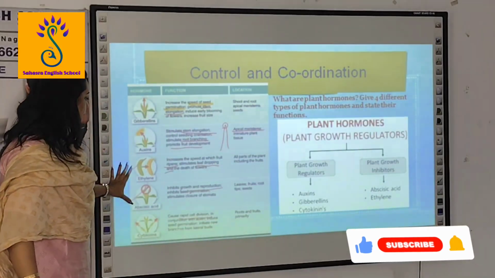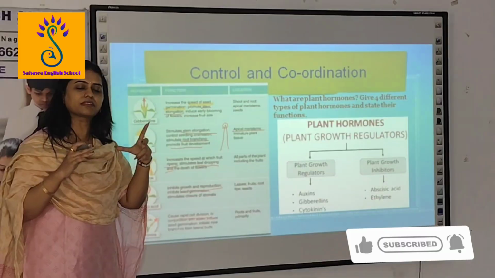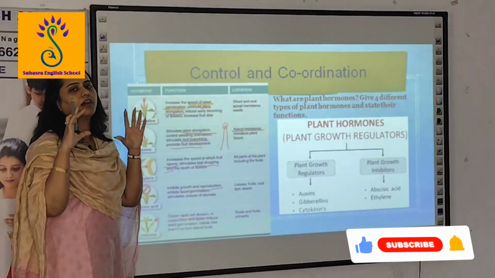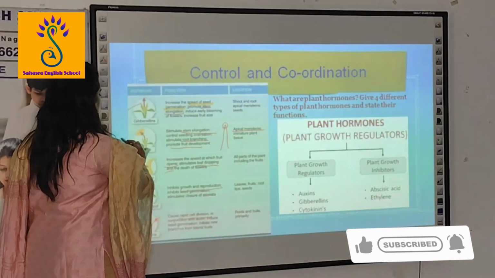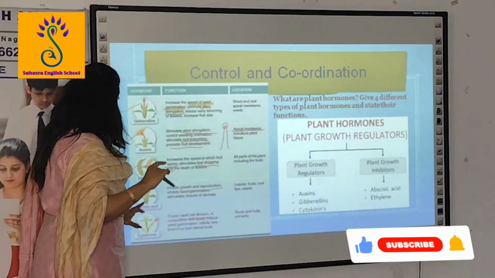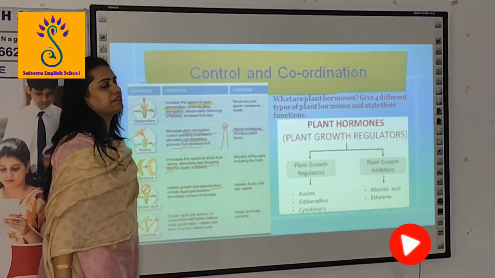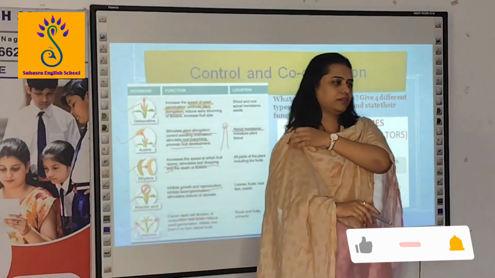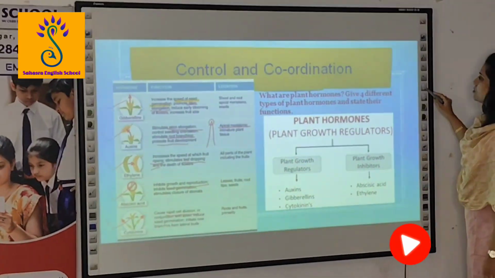Coming to gibberellins, it is for seed germination. It will speed up seed germination, and auxins, stem elongation. Coming to cytokinins, they cause rapid cell division, so that the plant can grow fast. Okay, these are the plant hormones.